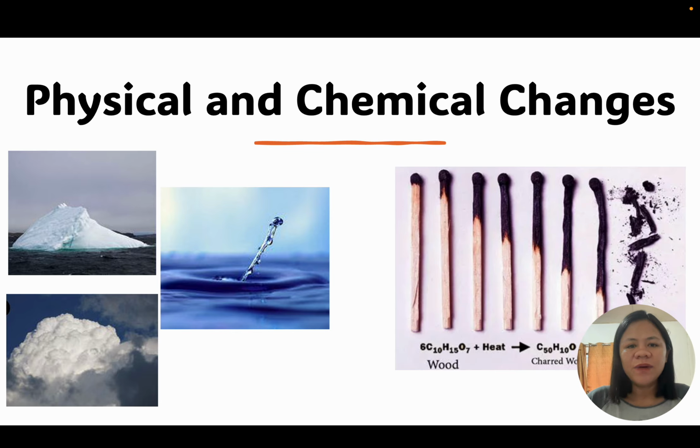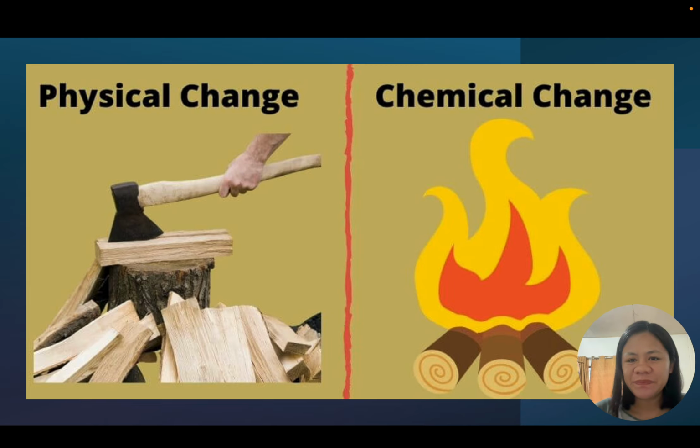On the other hand, we have chemical change. Another example is the matchstick. Once we light our matchstick, there is no turning back. We cannot build it again into the original matchstick that we had before. That is the difference between physical and chemical change.